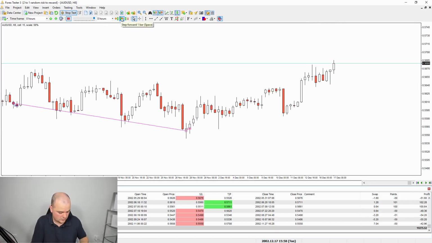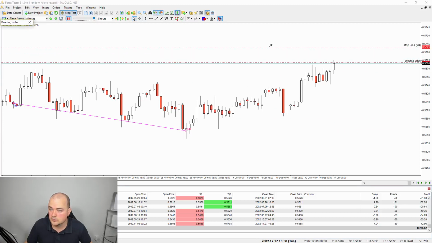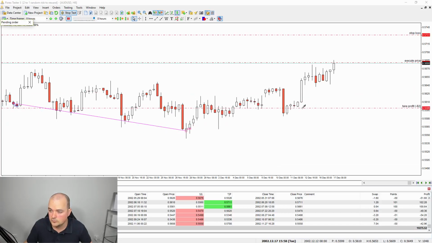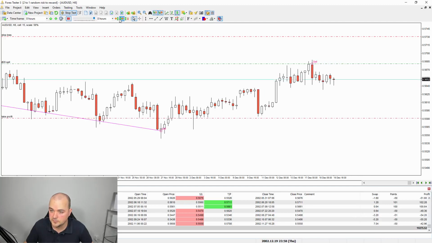All right, let's just toss the coin. And it's a tails. Okay, so that's a short. So I'll place a short here, with a 50 pip stop loss and a 100 pip take profit down here. Okay, and let's see how this one performs.